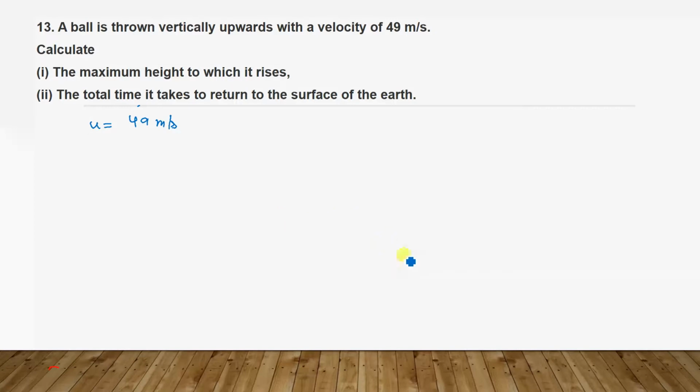इसके diagram के साथ समझते हैं. मान लो this is the surface of earth. Now here ball is here. It is thrown up, ऊपर जा रही है, and it is going with the velocity. हमने उसको starting ली, उसको दे दिया 49 meter per second. So we are taking u is this. When it reached certain height there, then automatically it will come to rest and come back to earth.